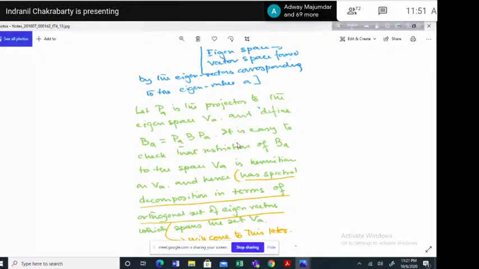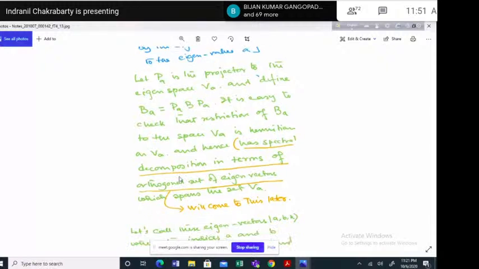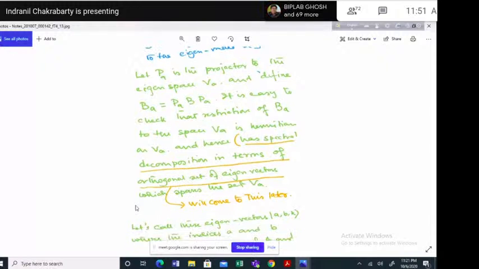It is easy to check that the restriction of BA to the space VA is Hermitian, since B is also Hermitian and PA is a projection operator. So BA is Hermitian and hence has a spectral decomposition. I will come to the spectral decomposition later. Any Hermitian operator, by the spectral decomposition theorem, can be expressed in diagonal form, so it has a spectral decomposition in terms of an orthogonal set of eigenvectors which spans the space VA.